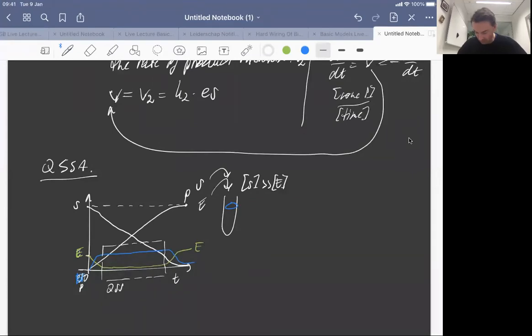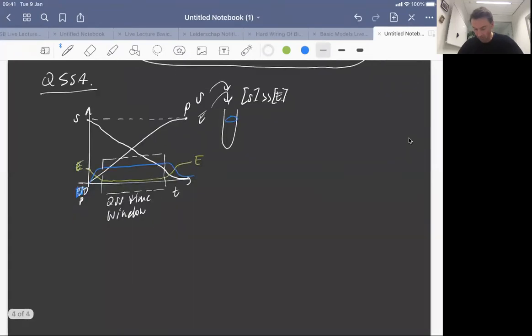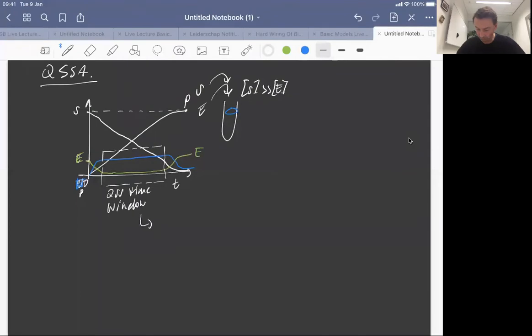it's called the quasi-steady state time window, during which the dS/dt is negative, so we lose S, we gain P, but the dES/dt is 0 and the dE/dt is 0.